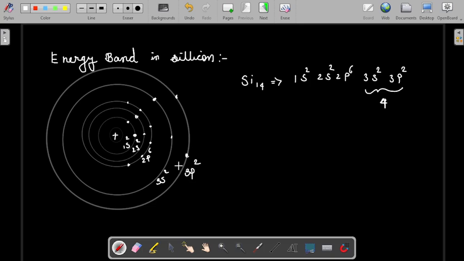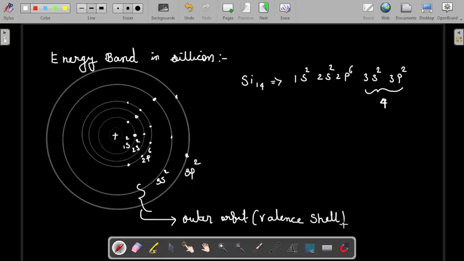Most of the time, the region of attraction, or where we will consider, is the outer orbital. Why are we always focusing on the outer orbital? If you have any idea, please drop it in the comment section. Another name for the outer orbital is the valence shell. This is one important term: valence band. When many silicon atoms come into the picture, we call it a valence band.